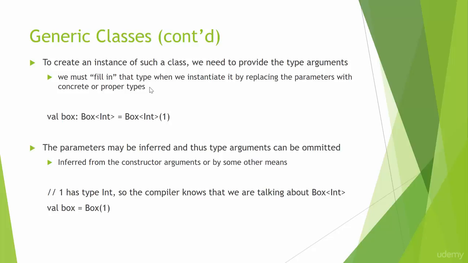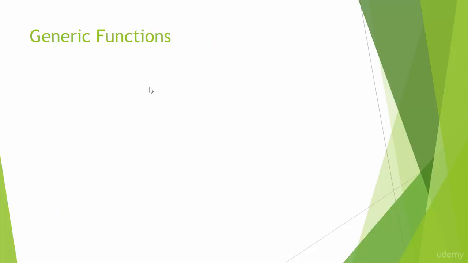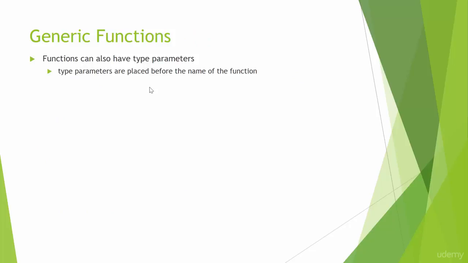Now, the angle brackets are good because it's easier to understand that you're using a generic. But if that class is abstracted and you don't need to know those implementation details, you can just say val box equals Box 1. The compiler will automatically know that you're passing an Int as the type for this generic class. Generic functions. Functions can also have type parameters, just like in Java. The type parameters are placed before the name of the function. Because remember, in Kotlin, the return type is not placed before the name, right? In Java, we placed the type parameters before the return type.